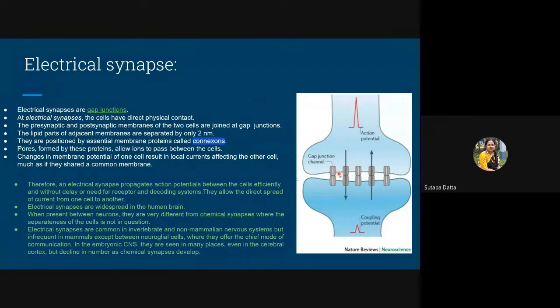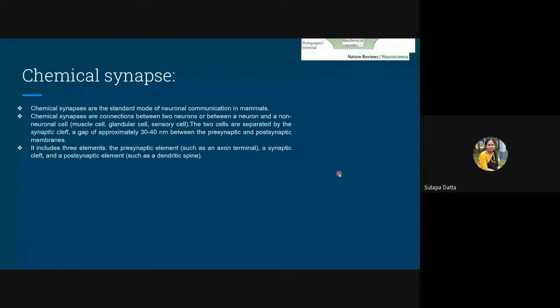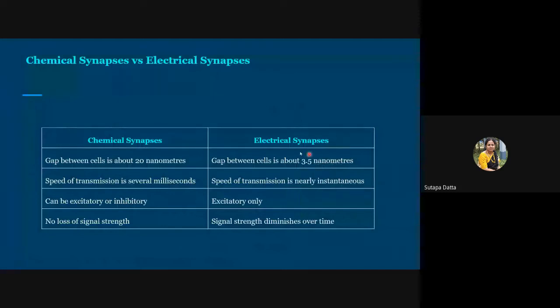And you can see here, electrical synapse and chemical synapse, what is the difference? In case of electrical synapse, the signal strength will diminish over time. So if there is any stimulus which is lost over time, the strength of that stimulus will also be lost. But in case of chemical synapse, if there is one stimulus, then the signal will be strong enough.